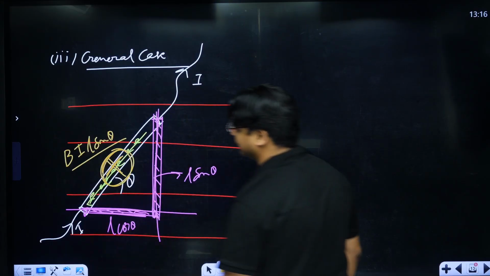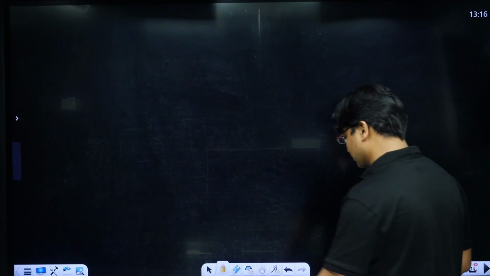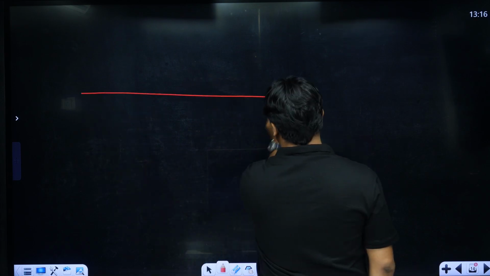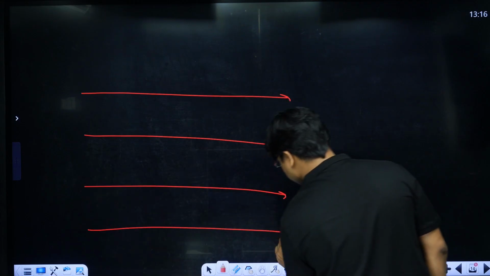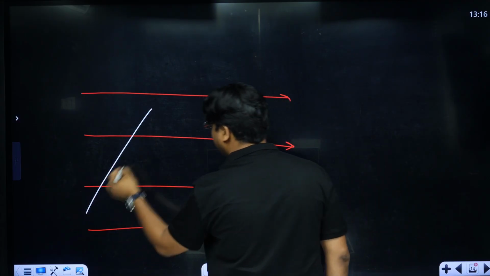Now that is one way of thinking, where we are breaking the length into two parts. There is an alternative thought also. Let me redraw the figure. Suppose the magnetic field is like this, and the current carrying rod is like this.